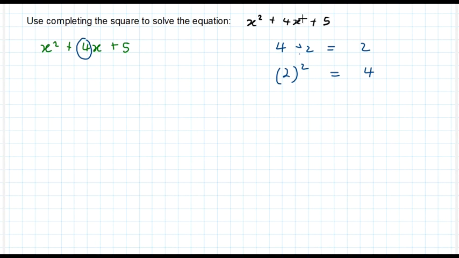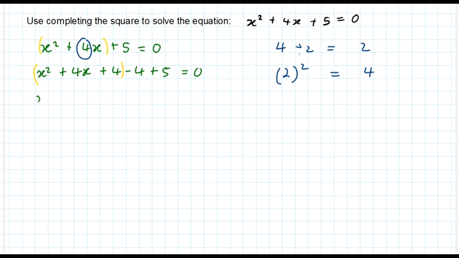Okay, so now let's add new terms to our equation. Since this is an equation, it should be equal to 0. So we have x squared plus 4x plus 4 minus 4 plus 5 is equal to 0. This is a place of interest.